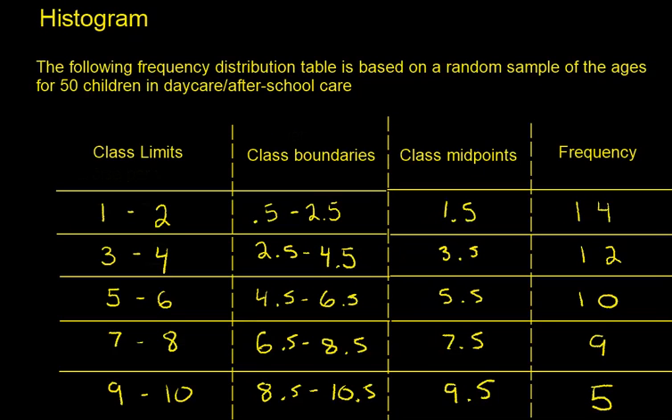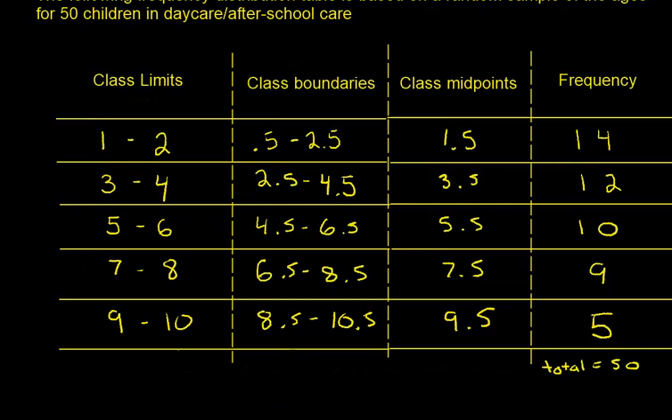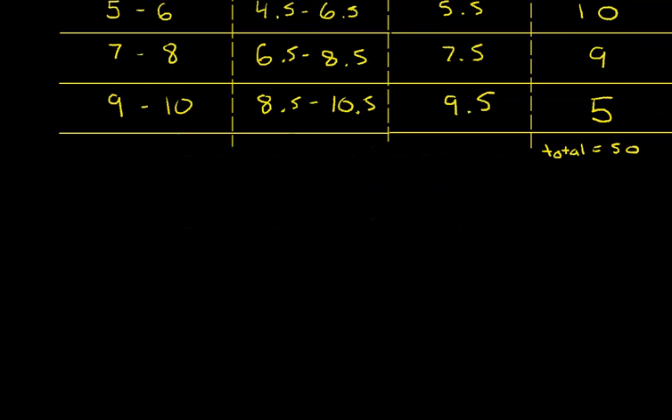In this video, we're going to discuss how to construct a histogram using class boundaries and class midpoints. I have data here that represents the age of 50 children that were randomly sampled that are enrolled in daycare or after school care. We're trying to get an understanding of the distribution of ages of children who are enrolled in daycare and after school care. All right, so a histogram, let's go ahead and I'll start drawing it down here.